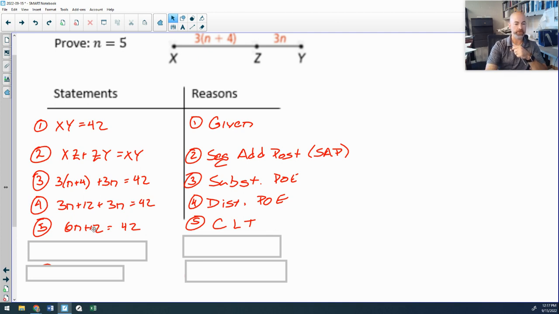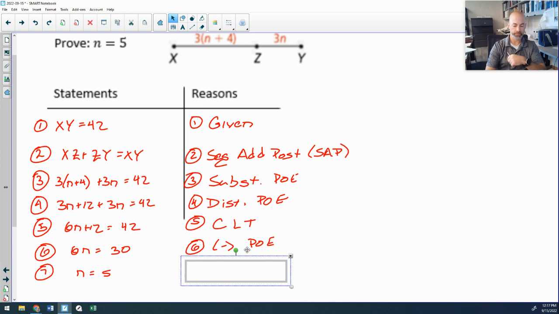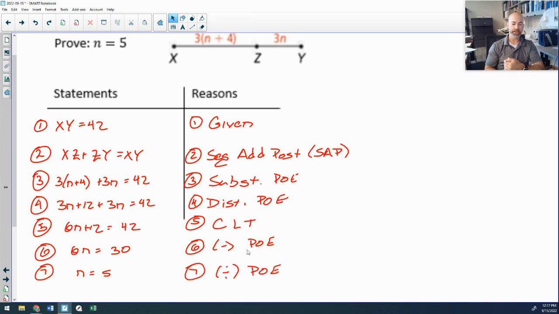Next step, if I'm solving for n, I want to move that 12 over, and we will move that 12 over by subtracting. 42 minus 12 is 30. And that is your subtraction property of equality. And then we have one step left. 6n equals 30. I need to divide by the 6, and I will end up with n equals 5, which is what I was shooting for. That's my objective. And that was done by the division property of equality.